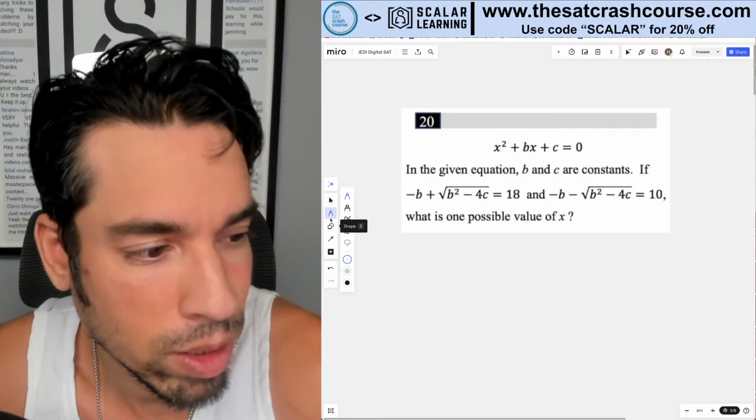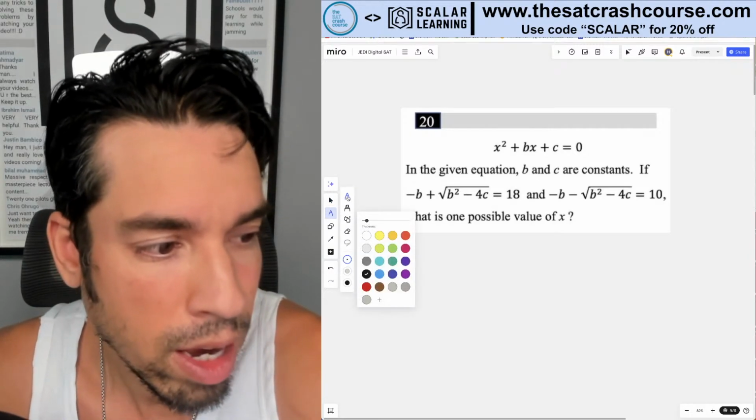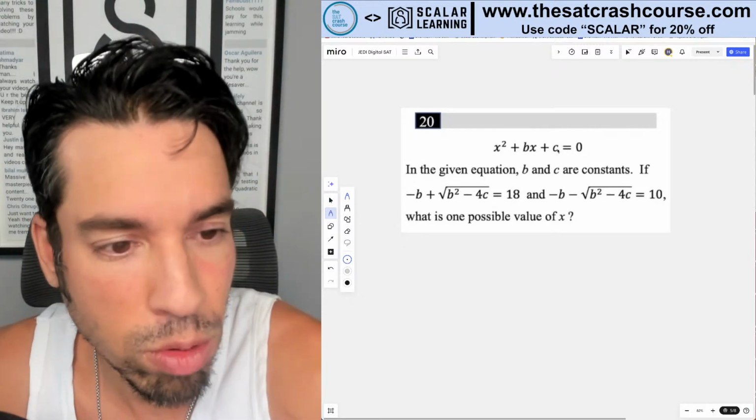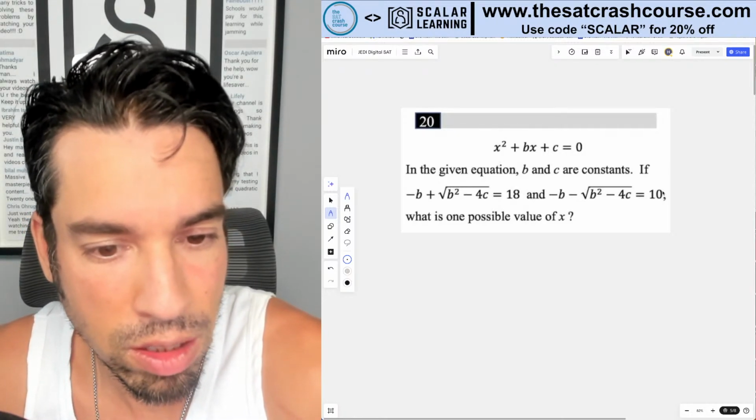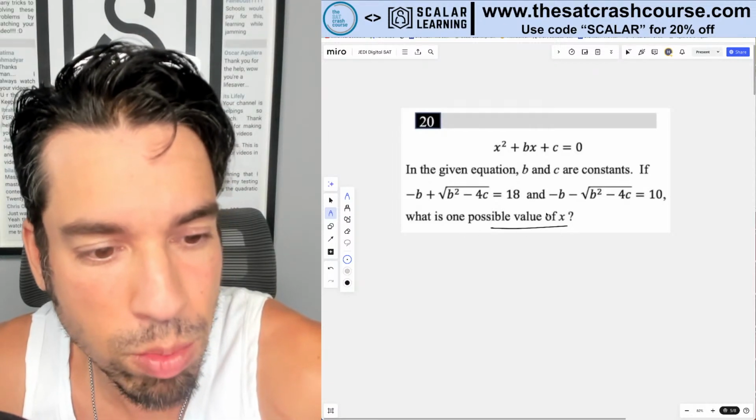Okay, here we go. We're going to start with this nice quadratic. And let's check it out. X squared plus bx plus c equals 0. In the given equation, b and c are constants. Negative b plus this equals 18, and negative b minus this equals 10. What is one possible value of x?